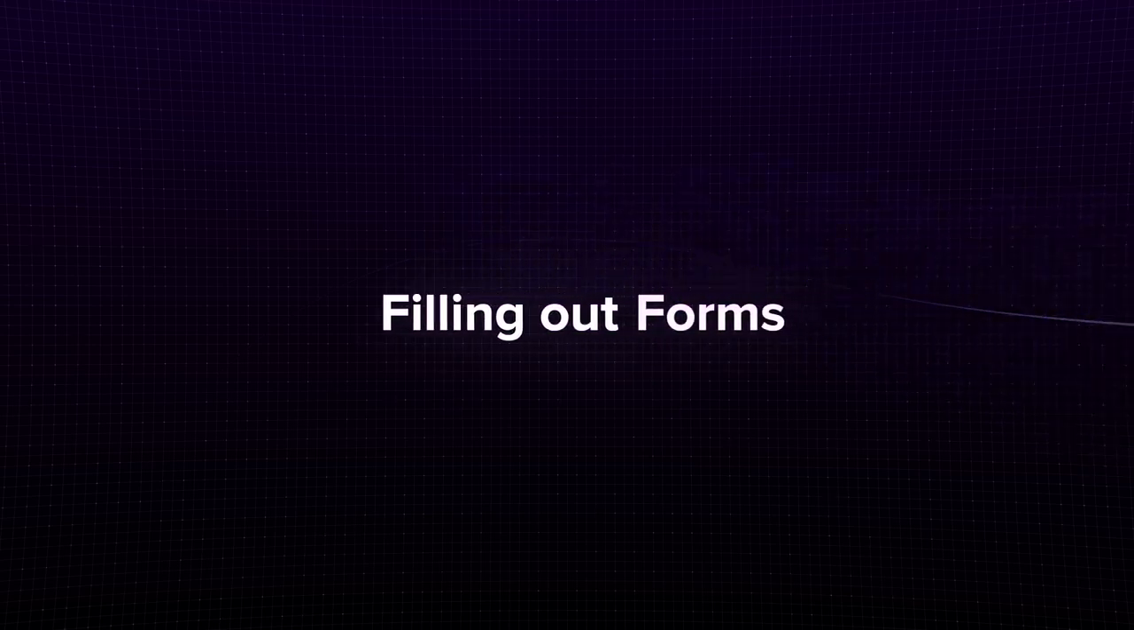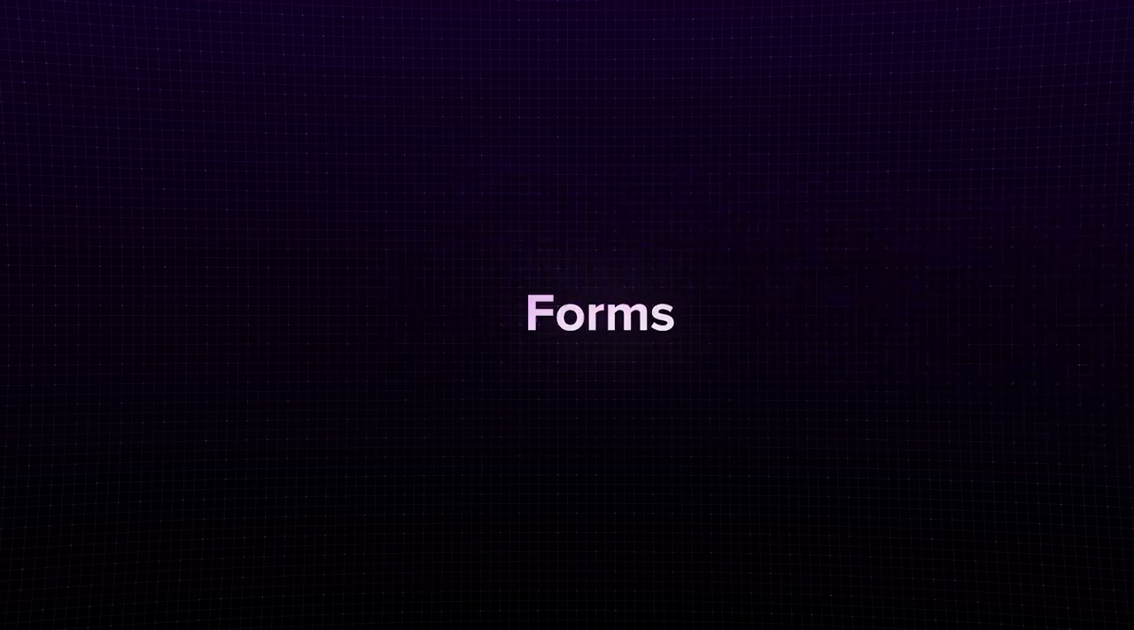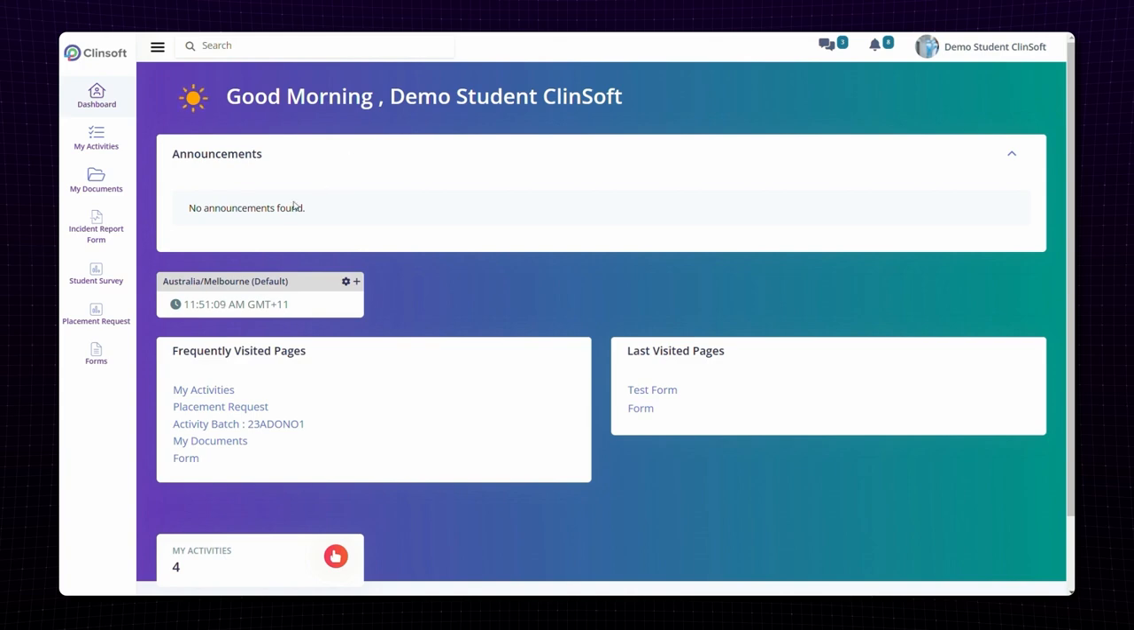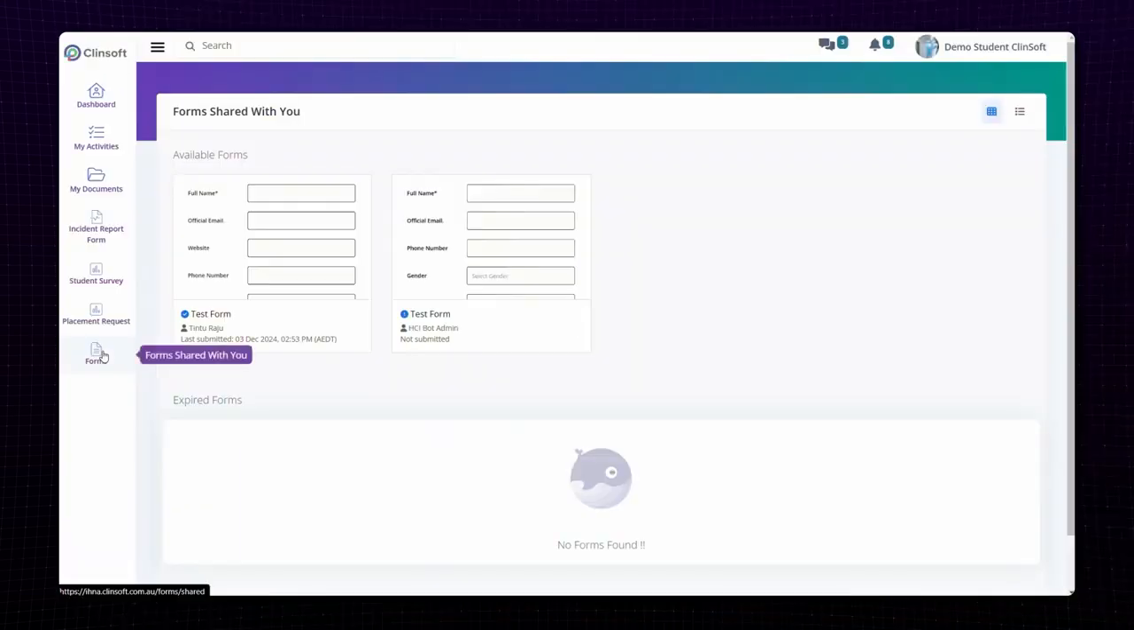In this video, we'll guide you through how to use forms in Clinsoft. To access the Forms page, select Forms from the navigation bar. Once you're on the page, you'll see the forms that have been shared with you. The page is divided into two sections.